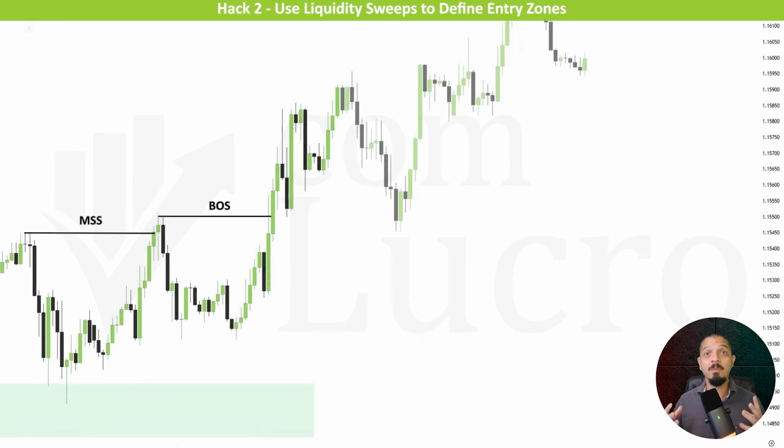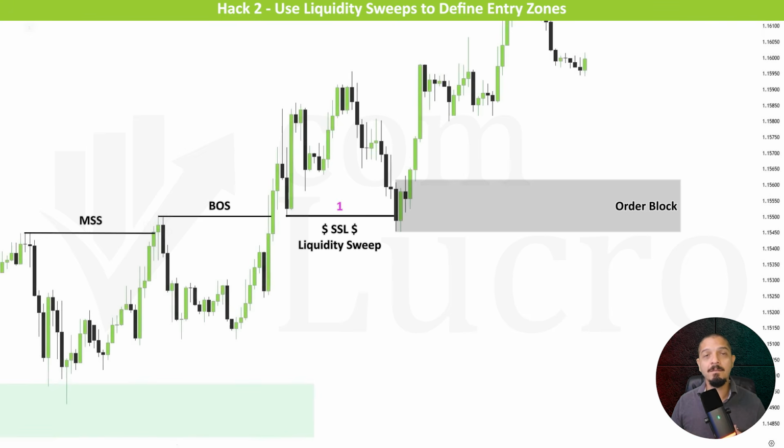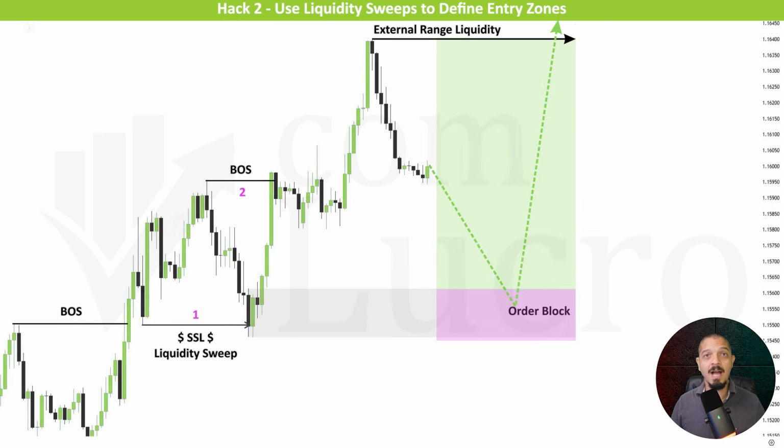Now moving to hack number 2. We look for a point of interest created by a liquidity sweep. The first thing we want to see is a liquidity sweep, either buy side or sell side, which creates a sharp shift in price direction and eventually leads to a break of structure. This movement forms a high-quality point of interest at its origin, creating a strong probability that price will react or reverse when it returns to that area, giving us a solid trading opportunity.